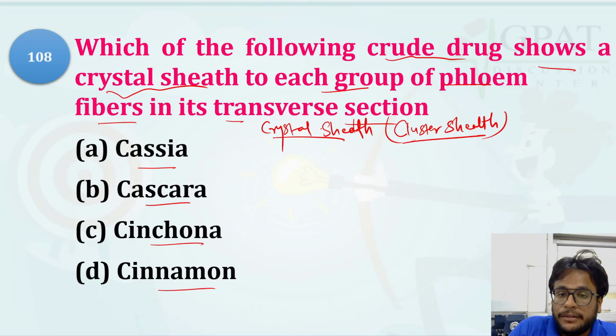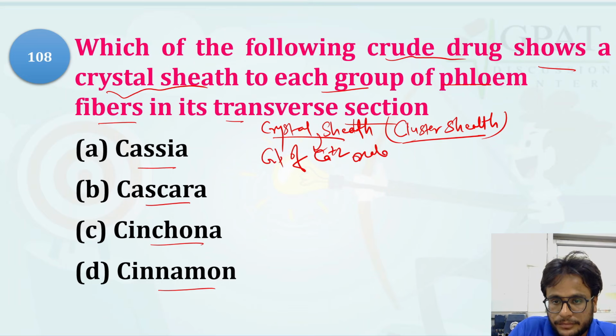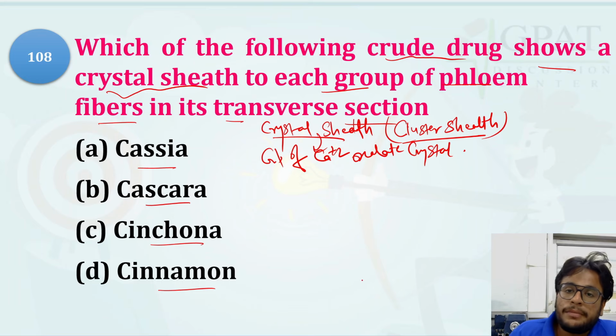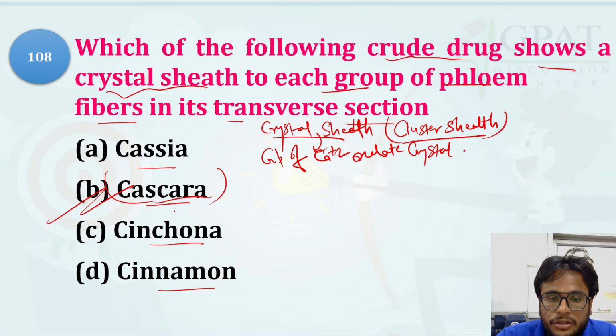The crystal sheath is mainly an indicative that a group of calcium oxalate crystals is present, surrounded by either epidermal cells or parenchymatous cells. So which plant has this characteristic property of the cluster sheath? Yes, this is the cascara plant. Cascara has the property of having that cluster sheath. So B is going to be the correct option.